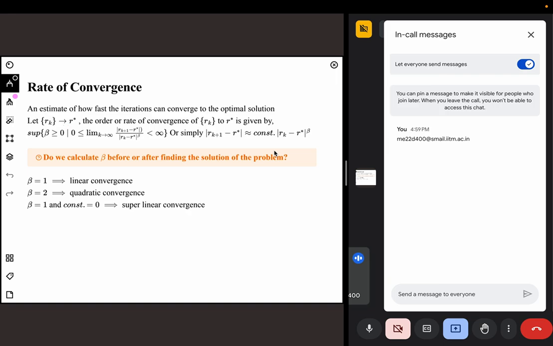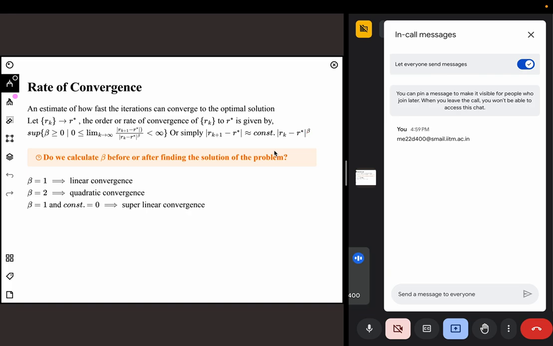Then we define the order of convergence by this beta, where the limit as k tends to infinity of the absolute value of R_{k+1} minus R star divided by the absolute value of R_k minus R star to the power beta should be some finite value. Put simply, this becomes a constant. So R_{k+1} minus R star, as k tends to infinity, will be equal to a constant times R_k minus R star to the power beta, where beta is my rate of convergence or order of convergence.